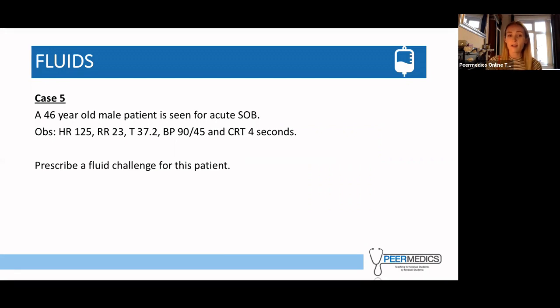So to start off, we have a 46-year-old male who's been seen for acute shortness of breath. On observation, his heart rate is 125, respiratory rate is 23, his temperature is 37.2, blood pressure 90/45, and his cap refill is 4 seconds. So we want you to prescribe a fluid challenge for this patient. So does everyone want to give it a go?